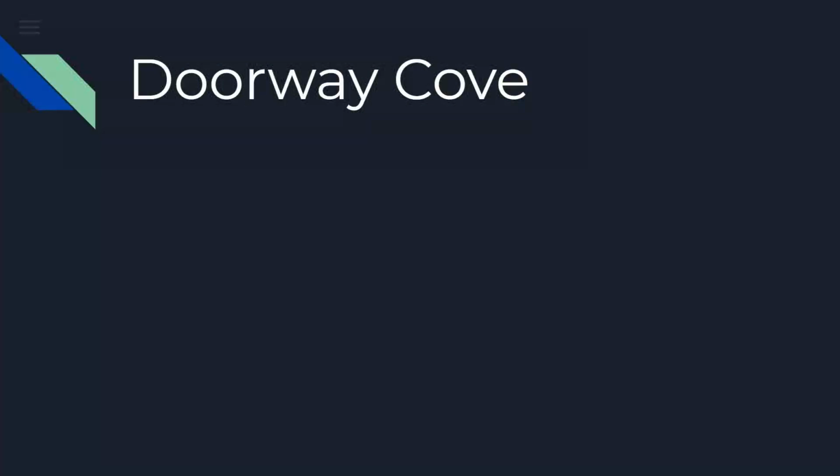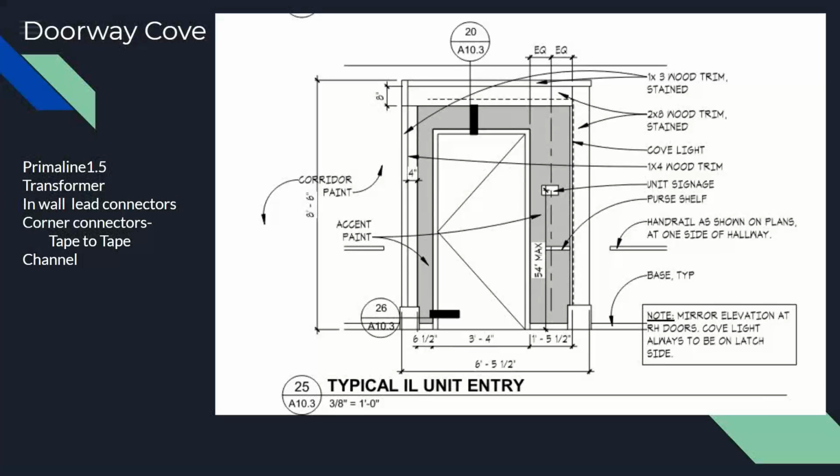All right, so we're going to show you a couple of examples of projects that I've worked on recently. First is a doorway cove. This is a commercial application. So there's two different types of doors. First, I think probably get the numbers backwards. I think there's about 140 of these doors where they want tape in channel going across the top of the door and then down the one side.